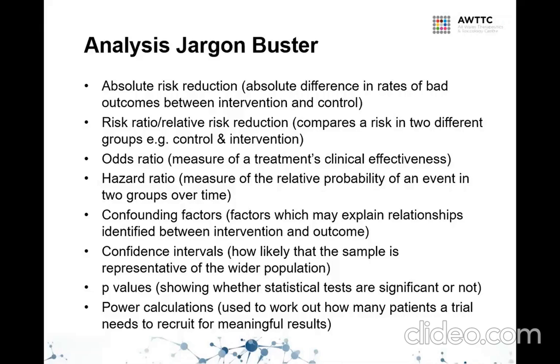Other considerations or other useful terms when going through this are confounding factors. So these are other things which may account for any relationships identified between the intervention and the outcome. Confidence intervals. So this shows the amount of variation of a result, and it's also how representative the study sample is of the wider population. P-values show whether statistical tests are significant or not, and power calculations are used to work out how many patients a trial needs to recruit in order for it to be able to find meaningful results.